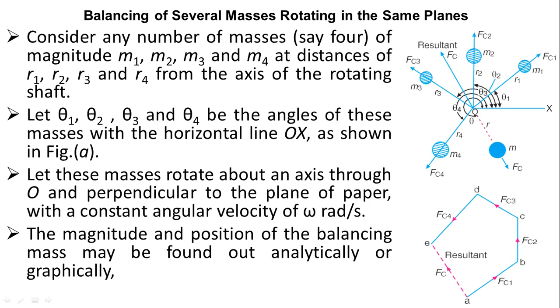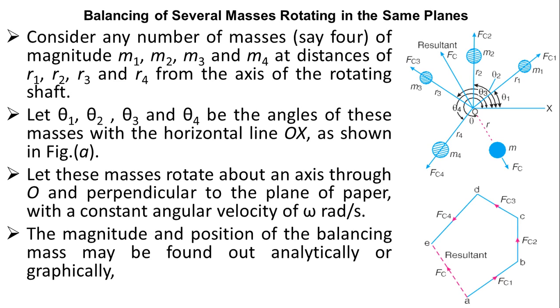The angle is measured from the starting point, that is, from the horizontal line OX. All the angles for the given masses are described: theta 1 for the first mass m1, then theta 2, theta 3, and theta 4. So four angles are given, and these masses rotate about an axis through the point O, perpendicular to the plane of the paper, with a constant angular velocity of omega radians per second.